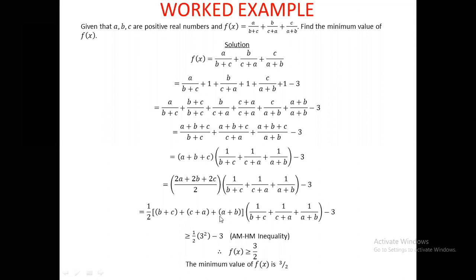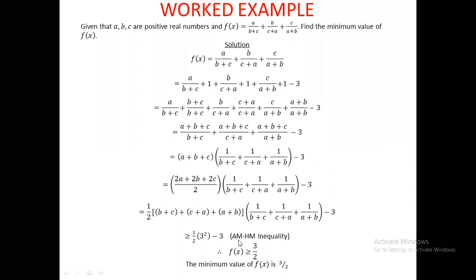So clearly we see that we have the sum of the observations in the first bracket. The second bracket is the sum of the inverses of the observations, in this case, B plus C, C plus A, and A plus B. So from AM-HM inequality, we know that the product of the two brackets is at least 3 squared, since there are 3 observations. Now, so far we were simplifying, so we used the equality sign all along. At this point, we're now bringing in an inequality theorem.